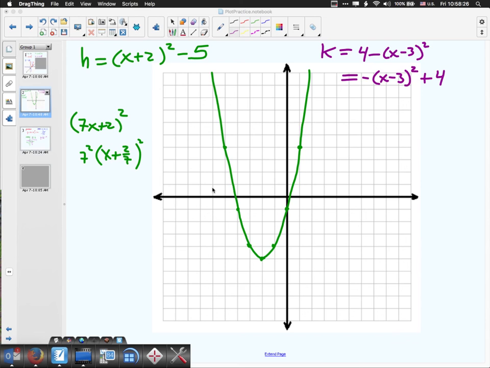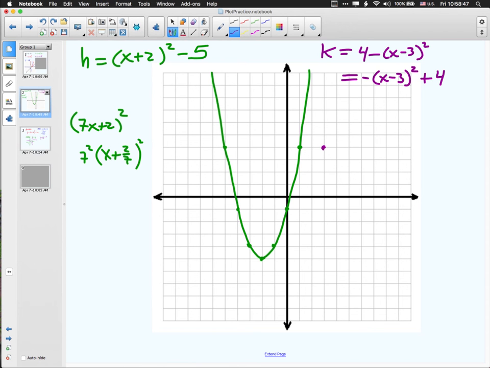Okay, does everybody see the negative (x minus 3) squared plus 4? First of all, where's the vertex? 3, 4. Positive 3. 1, 2, 3. 1, 2, 3, 4. I have a question. There's the vertex.